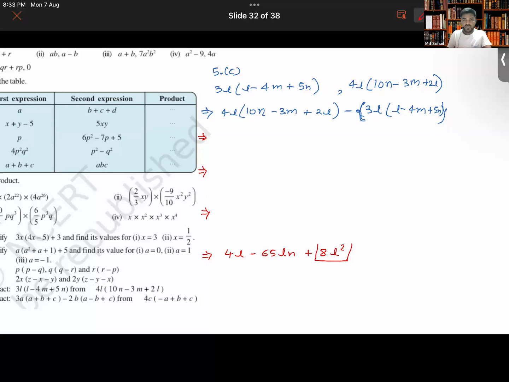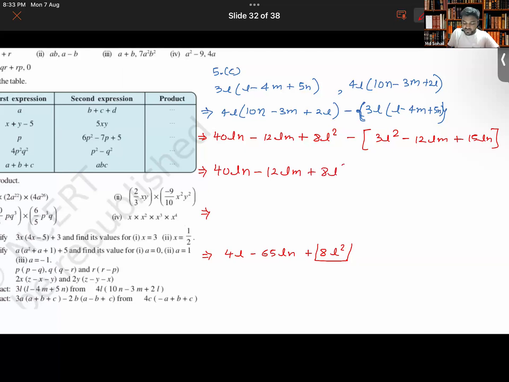So, what about you, Arhan? Are you still solving it, or did you get the answer? Sir, I'm still solving. Okay. We have just exceeded the time, so we will quickly wrap it up. So it's going to be 40 ln minus 12 ln plus 8L square. Right. So here it's going to be 3L square minus 12 ln, then 15 ln. Now the minus sign is going to get multiplied with each of the terms here. So it's plus 12 ln.